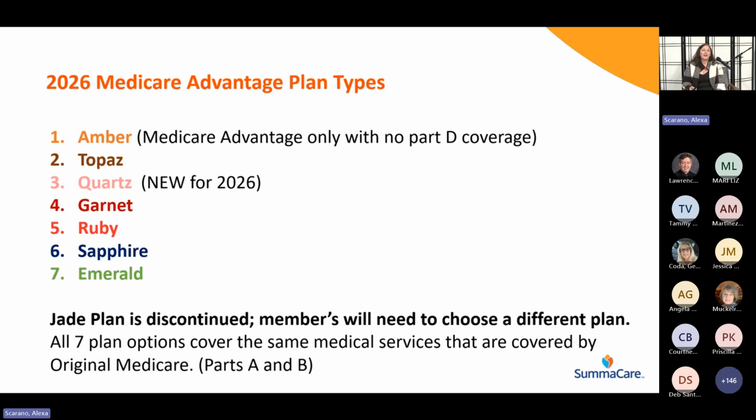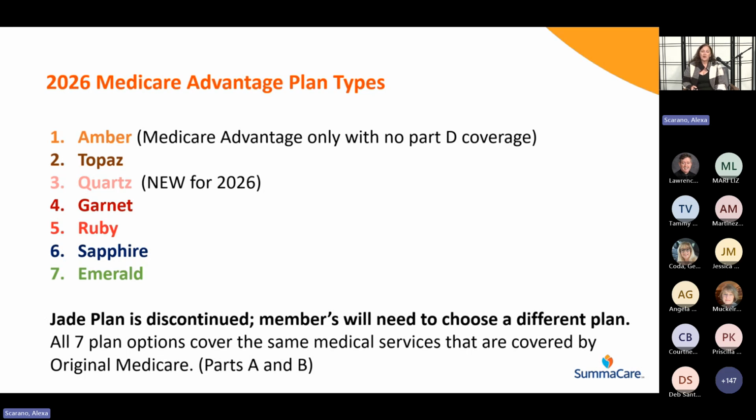Next up is what plans are we offering this year? We have 7 plans total. We are offering 6 of the same plans that we've had in previous years. So Amber is our Medicare Advantage only plan with no Part D coverage. We're offering Topaz again. Quartz will be new in 2026, a new plan for our members. Also, we have Garnet, Ruby, Sapphire, and Emerald.